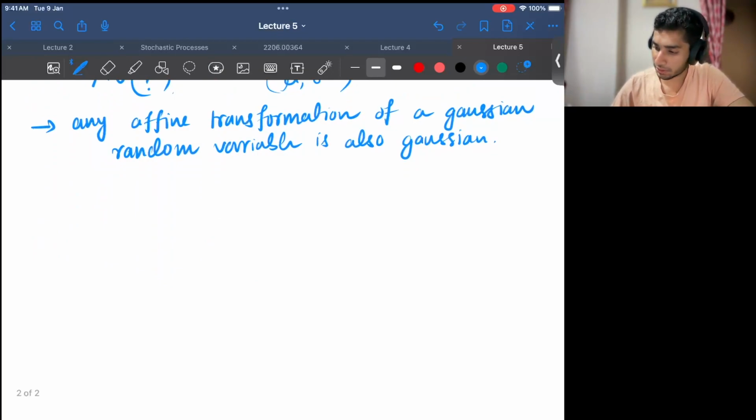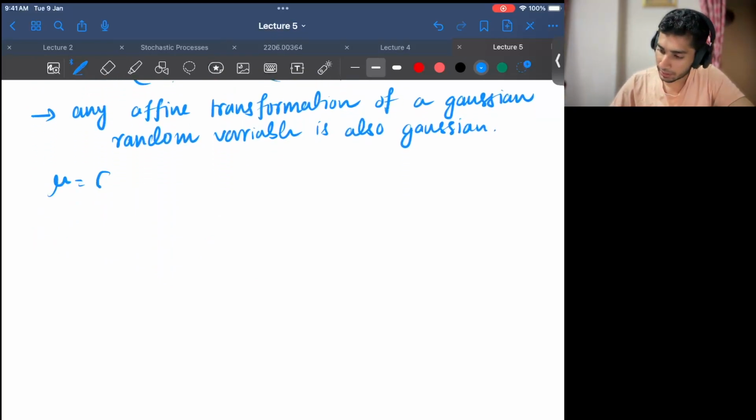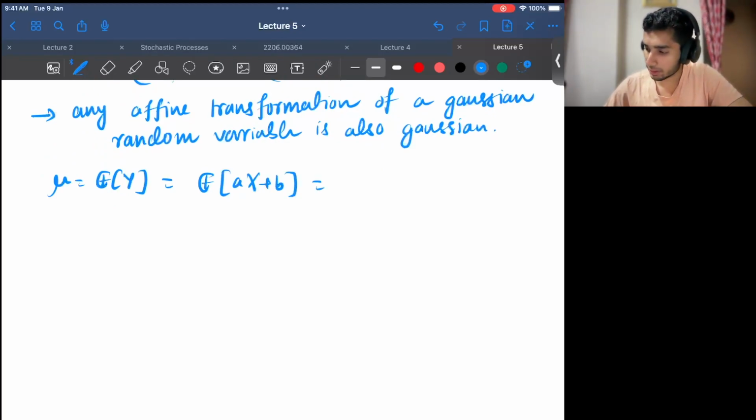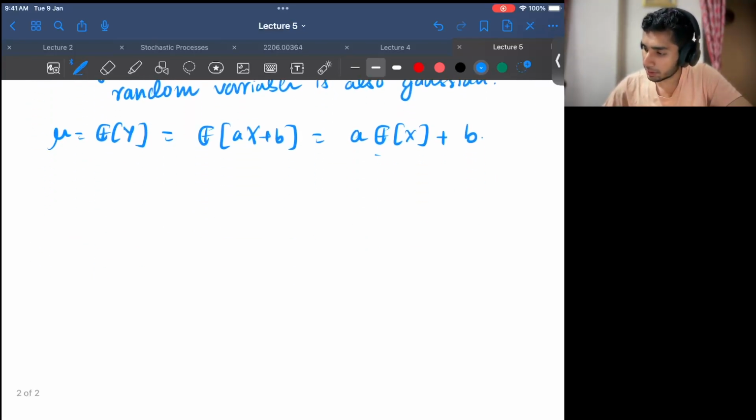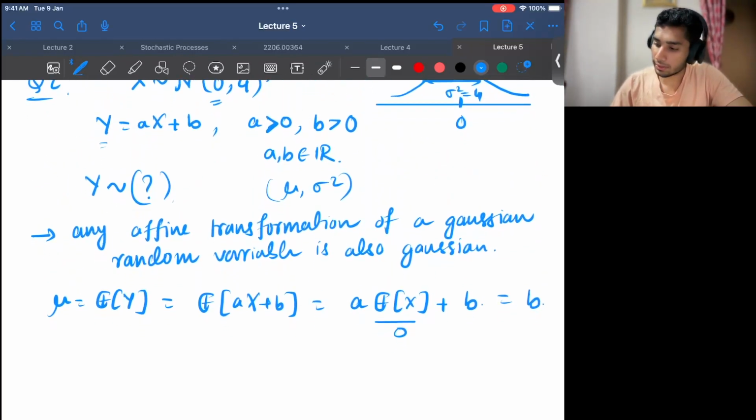Okay, so let's call mu the expected value of y. Now, what is y? Y is ax plus b, right? Using linearity of expectation, this is equal to a times the expected value of x plus b. Now, you know what the expected value of x is; it is given to you, which is 0, because the mean is 0 here. So this becomes 0, and this is just b. So the mean of this new random variable is just b.